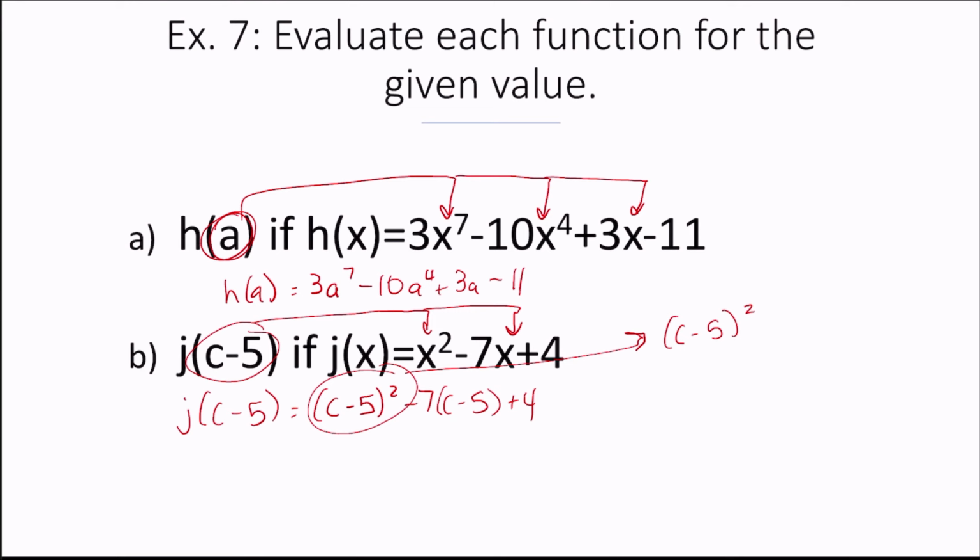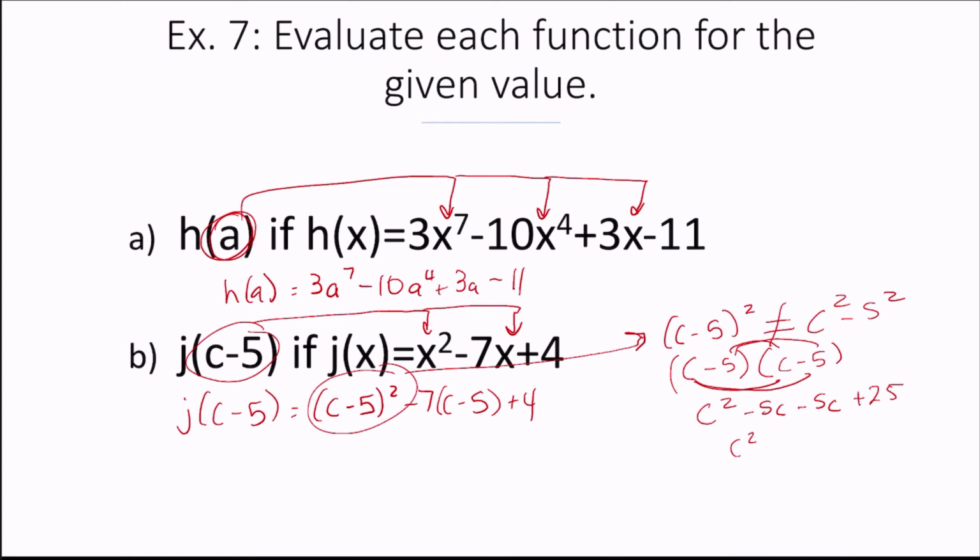we need to FOIL this. This is not c squared minus 5 squared. We need to FOIL c minus 5 times c minus 5. So we multiply the c's together and get c squared. We multiply the outer terms, minus 5c. The inner terms are also minus 5c. And the last terms are plus 25. So we're going to get c squared minus 10c plus 25.